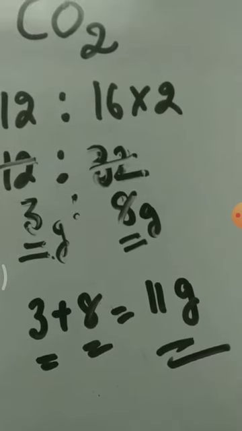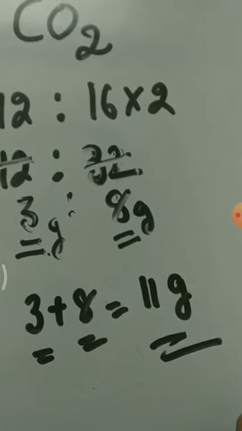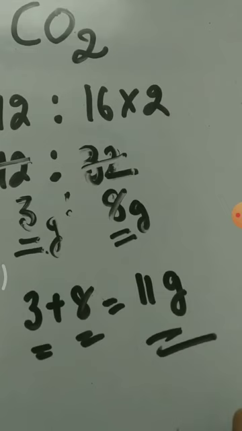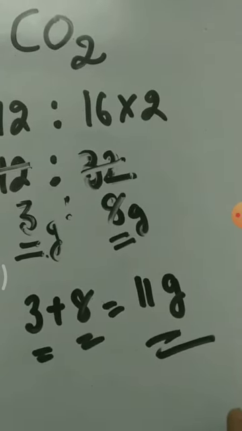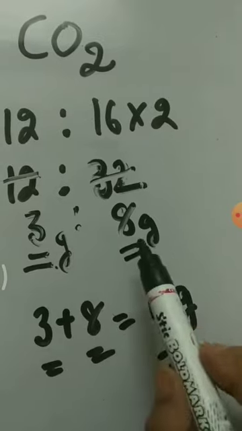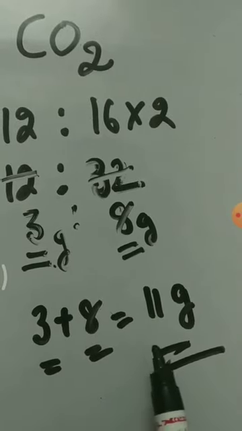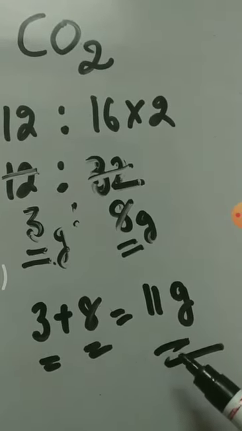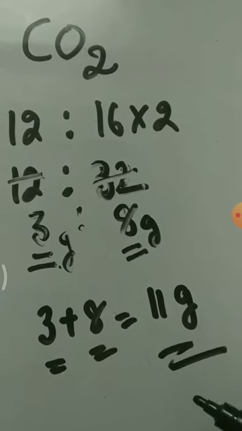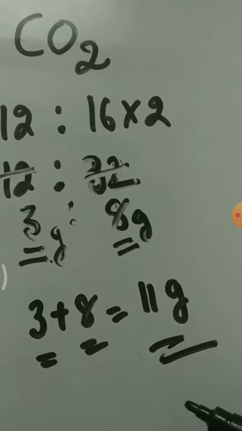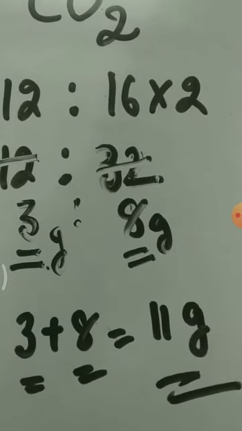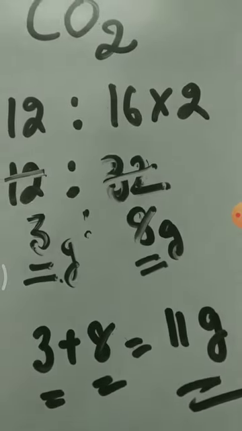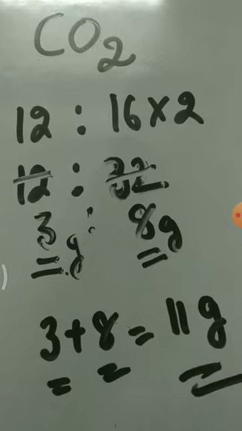Okay, in this way the mass ratio of carbon and oxygen in carbon dioxide is 3:8 and the total mass is 11 grams. As we know, the law of conservation of mass. In this video we discussed up to the important characteristics of compound and mixture. We will continue in the next video.